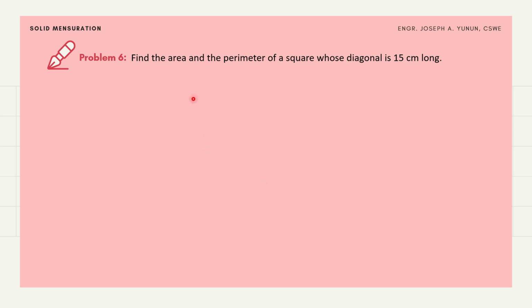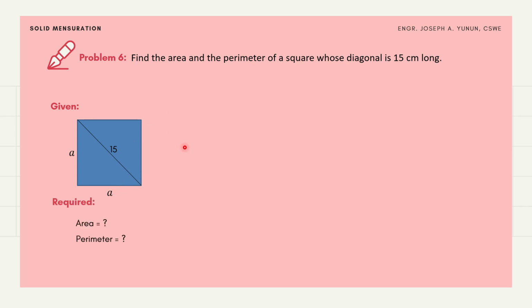Next problem. Find the area and perimeter of a square whose diagonal is 15 centimeters long. The given is a square, so all sides are equal, and also the diagonal. We need to determine the area and perimeter. Based on the given square figure, the diagonal is 15 and the sides are unknown. Required are the area and perimeter. Solving that, you can use a right triangle based on this given figure. That gives us a 45-degree angle here.